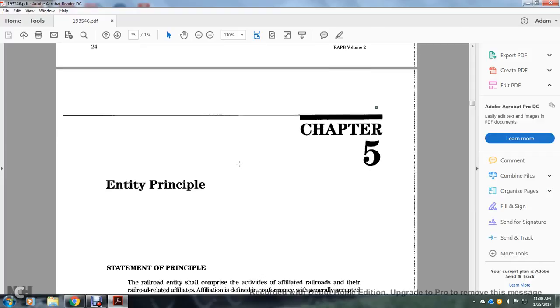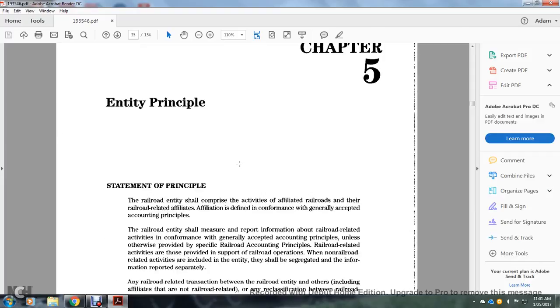Alright, Chapter 5, the Entity Principle. Statement of the principle. The railroad entity should comprise the activity affiliated with railroads. The railroad related to affiliates.